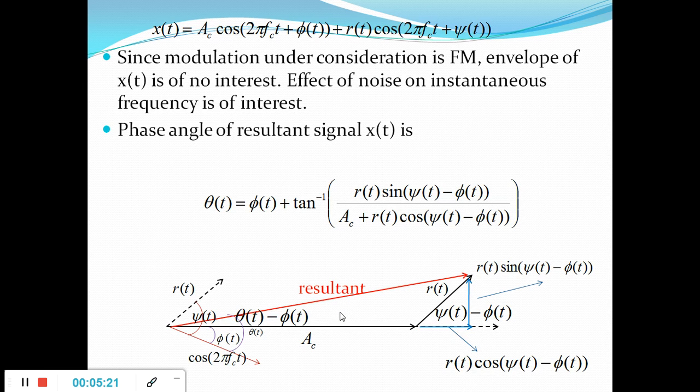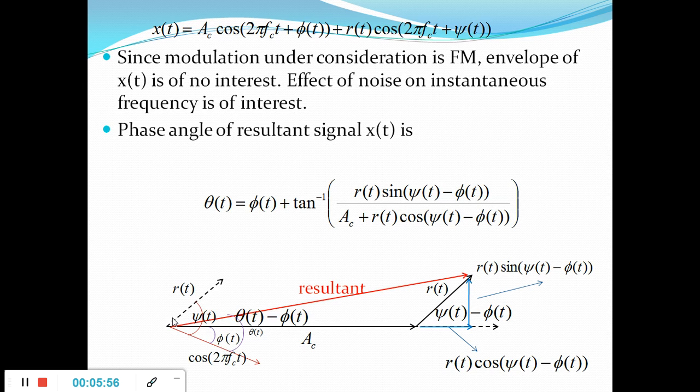Now, let us look at the angle of the resultant vector. Theta(t) minus phi(t) equals tan inverse of the opposite side, that is r(t) sin(psi(t) minus phi(t)), divided by the adjacent side Ac plus r(t) cos(psi(t) minus phi(t)). Therefore, theta(t) is equal to phi(t) plus tan inverse function.